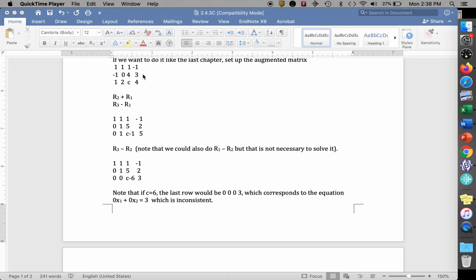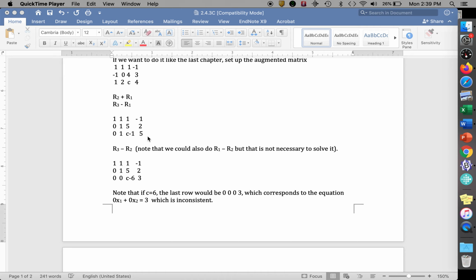So I continue all the way across. So I add row 1 to row 2 all the way across. That gives me a new row 2 of 0, 1, 5, 2. And then if I do row 3 minus row 1, that gives me a new row 3 of 0, 1, c minus 1, 5.